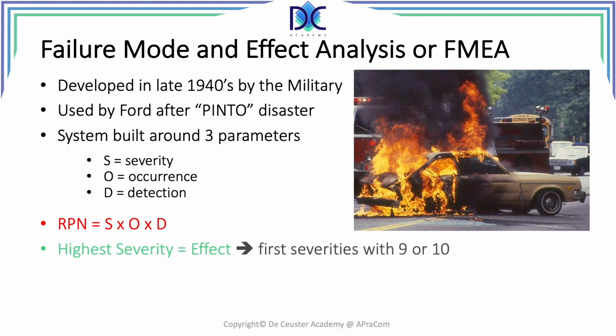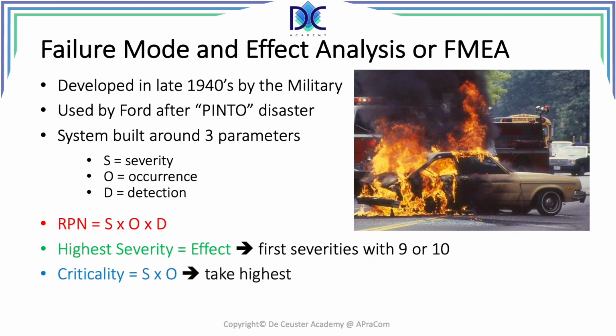First, we look at the highest severity. We look at severities which have a value 9 or 10. So basically, we're trying to find out which are the elements, which are the failures that will have the worst effect. We look at those, we put them at the first category to consider.